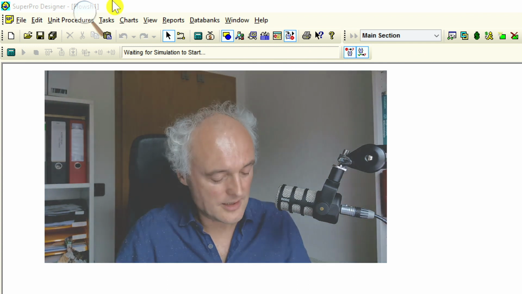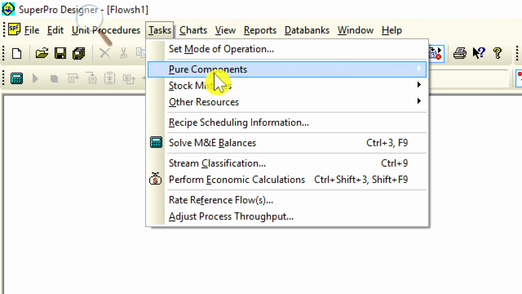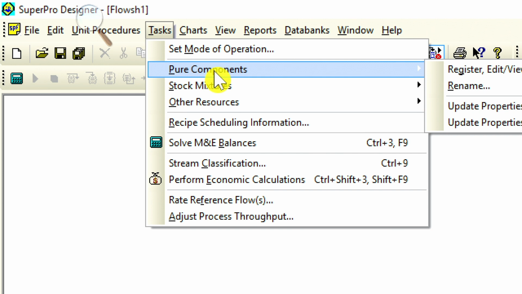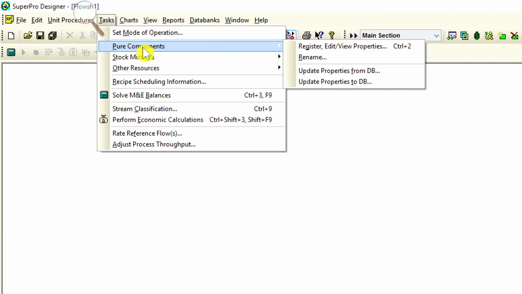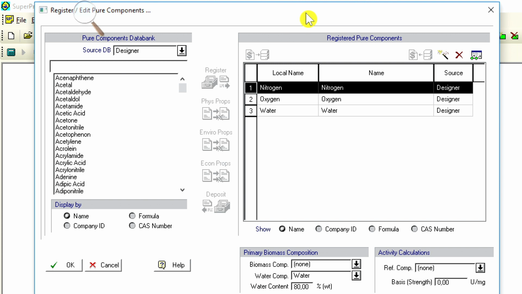So now let's go. We go to tasks here. Here we go, pure components. And then I go to register, edit properties. Here we go. And now you get this nice little window. This is the components registration dialog. Now what we do is simply search and select each component we need to add. And this is more or less copy and paste.